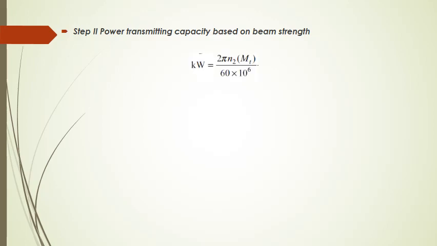Therefore, step 2, power transmitting capacity based on beam strength is given by kilowatt is equal to 2 pi into n into MT divided by 60 into 10 raised to 6. Therefore, 2 pi into 40 into 12,389.922 divided by 60 into 10 raised to 6. Therefore, kilowatt we are getting it as 51.9.